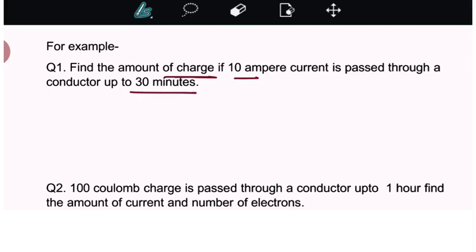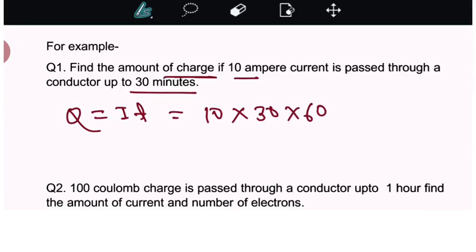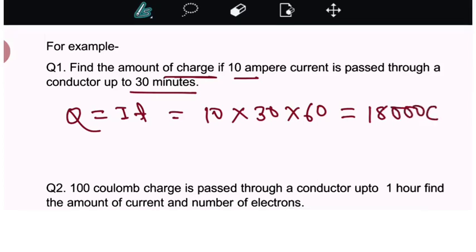You have read charge means Q. Q is equal to what? Q is equal to I T. And what is I here? 10 ampere. What is the time here? 30 minutes means 30 into 60, because SI unit of time is second. So you have to multiply it. 10 into 30 into 60 is equal to 18,000 coulomb.